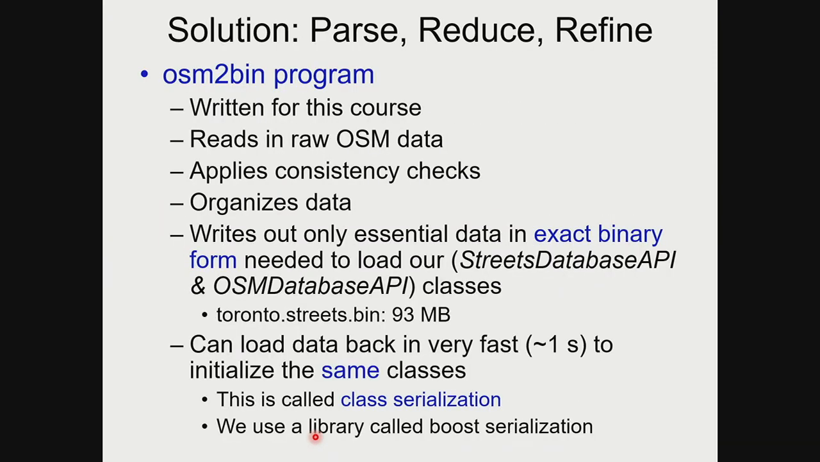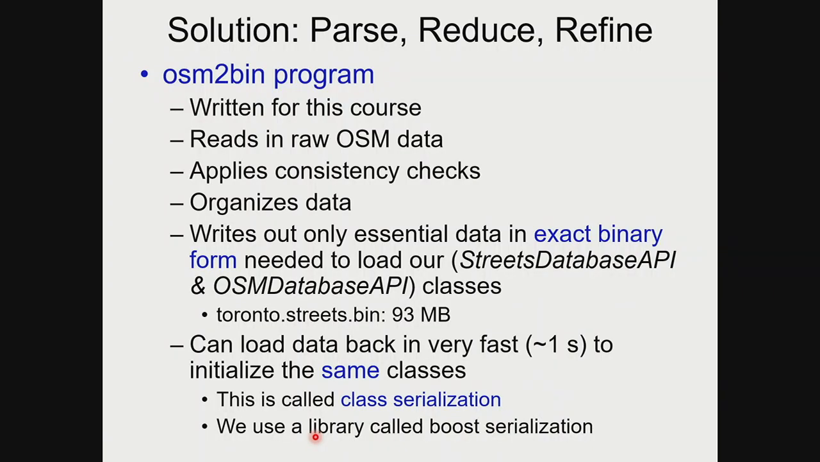Okay. So what is the solution for all of this? We've created a program specific for this course called OSM to bin, and its job is to parse, reduce, and refine. What do we mean by that? It reads the raw OSM data that we've showed you before, and it applies some consistency checks on it. We make sure that all of the data makes sense and everything is correct. We organize the data in a way that makes it more efficient, and we omit the stuff that we might not need. And then we write out the essential data in a binary file.